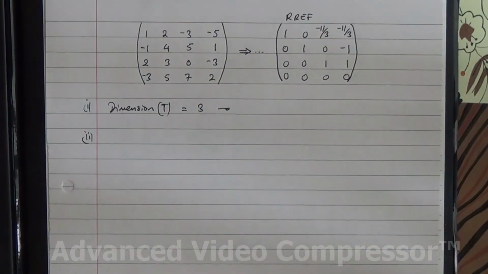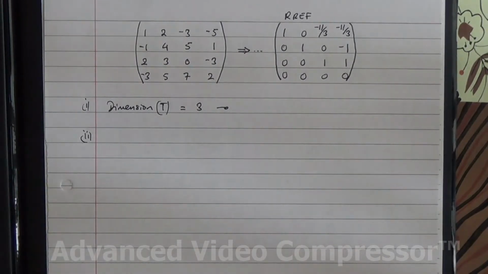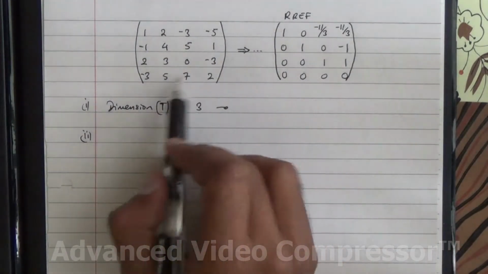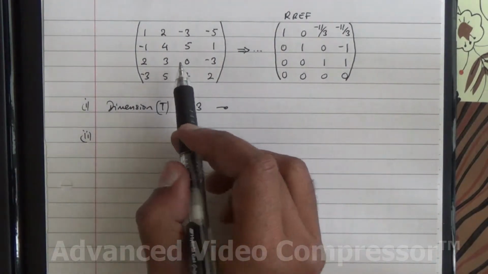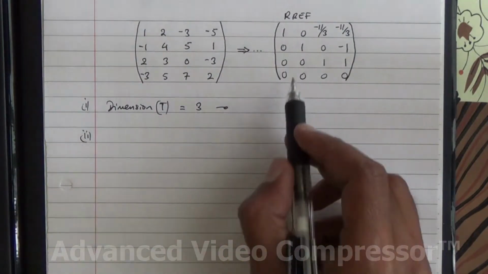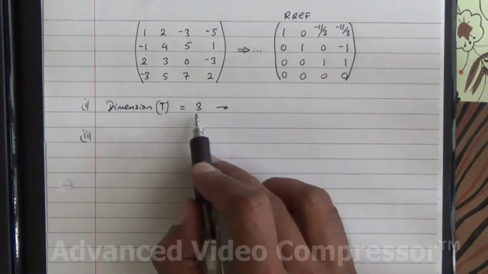Now, to be able to find the dimension of the range space of T, we're going to reduce this into its row reduced echelon form, and this is the row reduced echelon form. And as you can see, the dimension is 3. We have 3 leading columns. These are pivots, 1, 2, 3. So the dimension is 3.